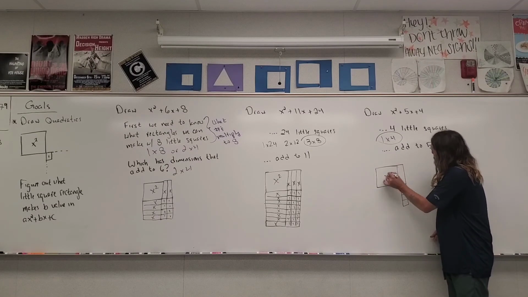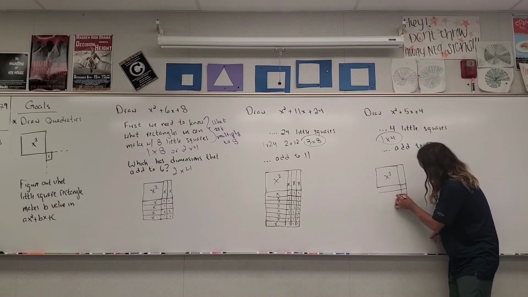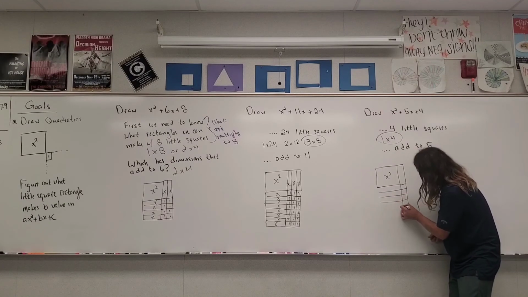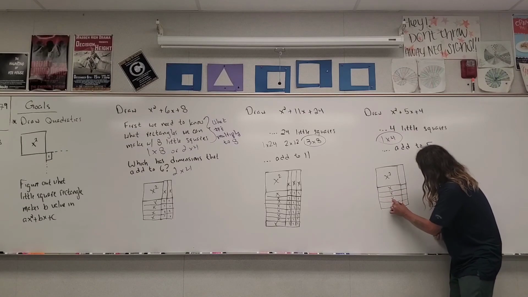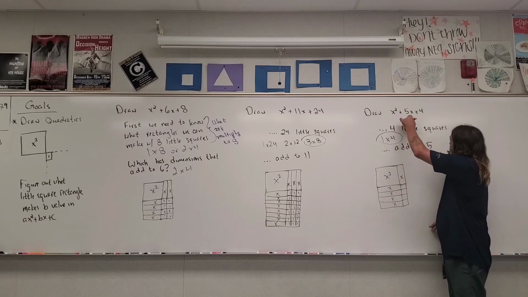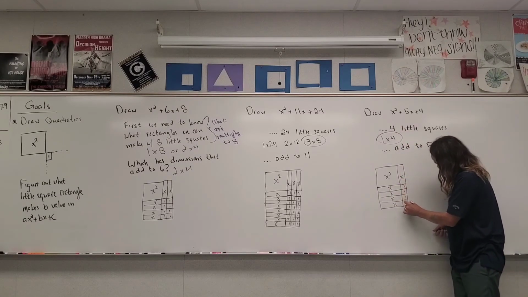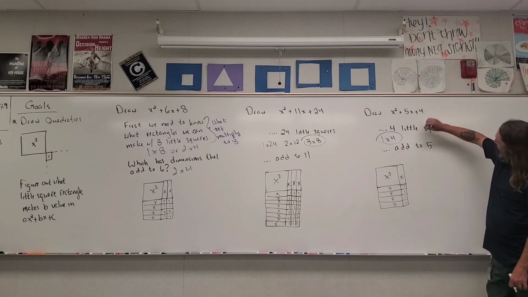I'm going to draw a line up, extend, extend, extend, extend. All right, so there's 1, 2, 3, 4. There's my 5 x's and my 1, 2, 3, 4. So I've represented this quadratic as a picture.